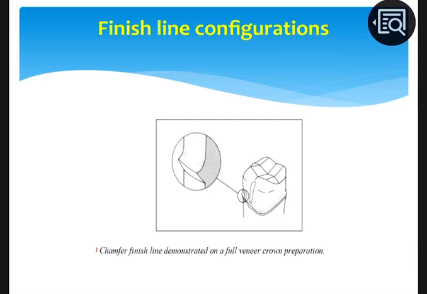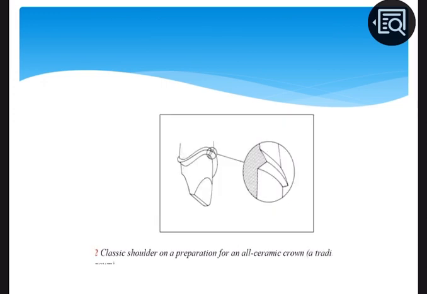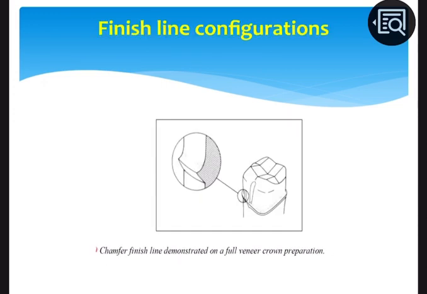And one thing more, the chamfer finish line we will make with the torpedo burr. Okay, so there are two things. The chamfer finish line we will make for all metal. We will make it with the torpedo burr, and the width of the chamfer finish line is 0.5 millimeter.